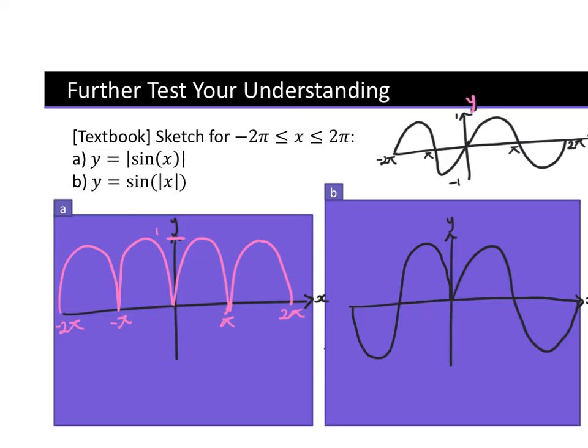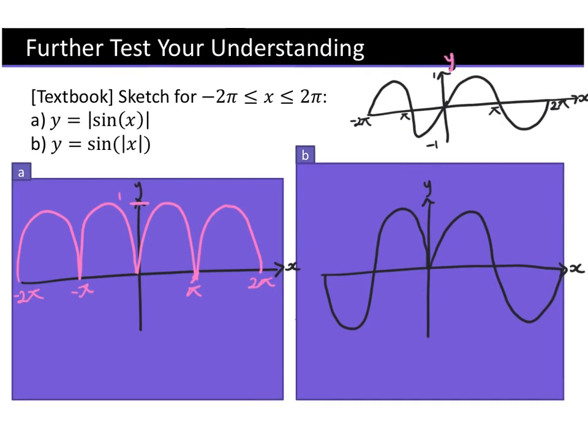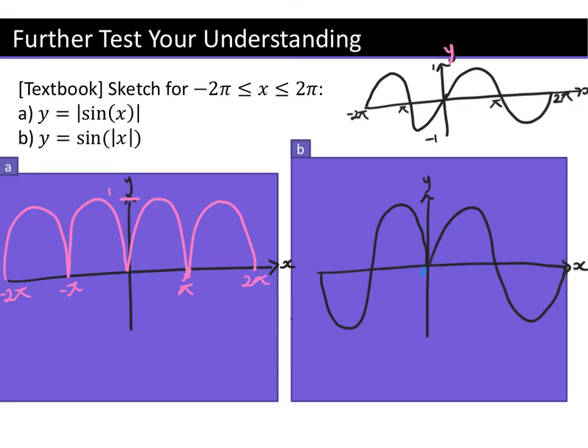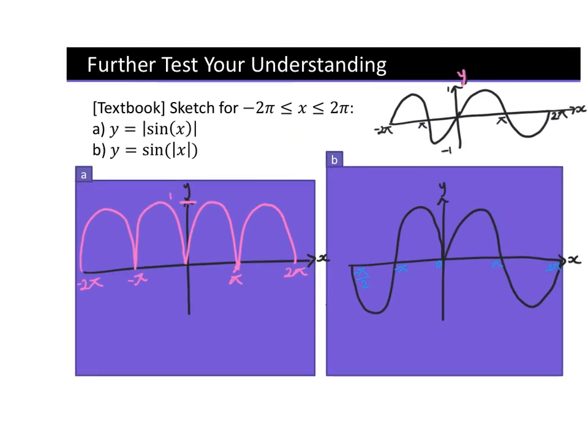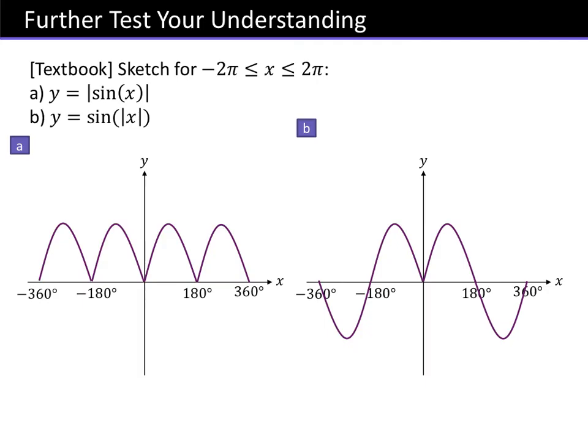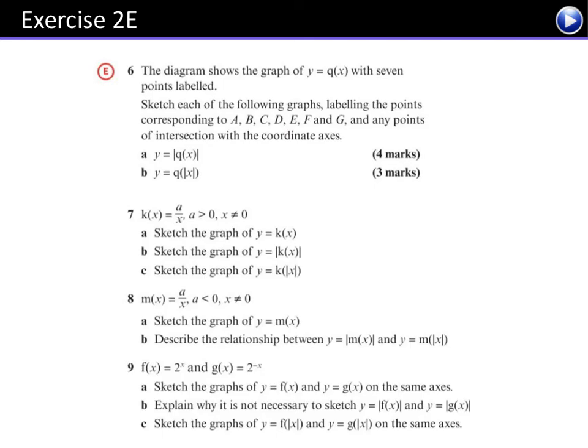And then we need to put on all of our intercepts where it crosses. So we have 0, we have pi, 2 pi, minus pi, minus pi over 2. So, nice and simple. Okay, please make sure that you do a few of these questions and then check your answers.